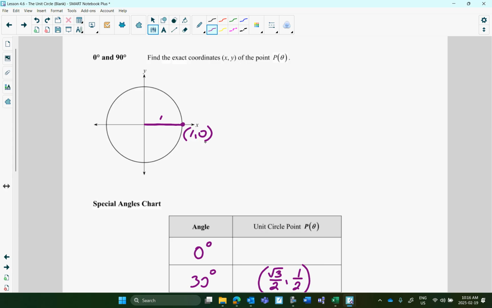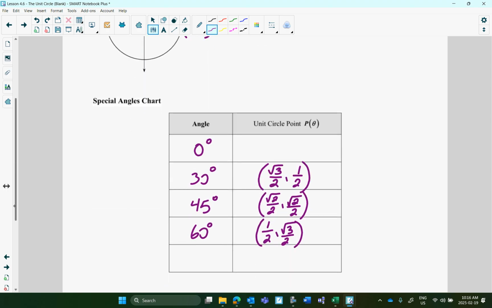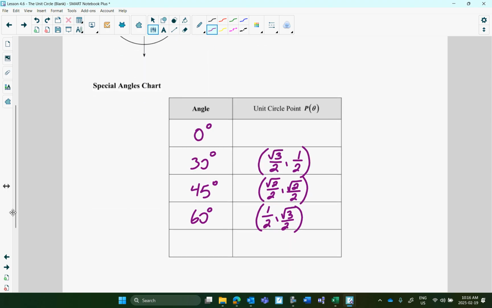At 90 degrees, your arm's going up here. What's the point on the unit circle? Remember, that's 1. 0, 1. So the point on the unit circle when the angle is 0 degrees coming out from the origin is 1, 0. At 90 degrees, it's 0, 1. Okay so far? Any questions?